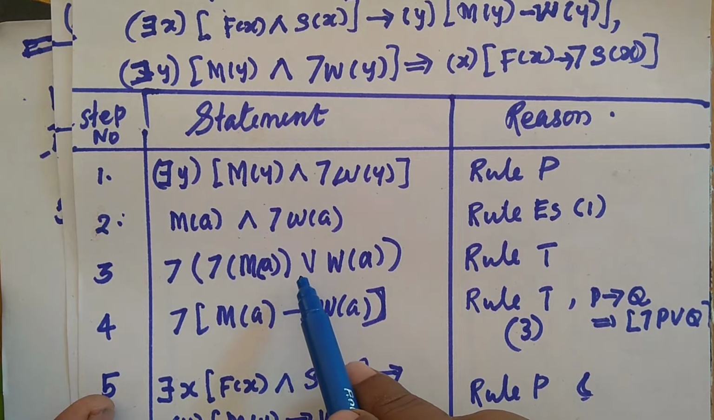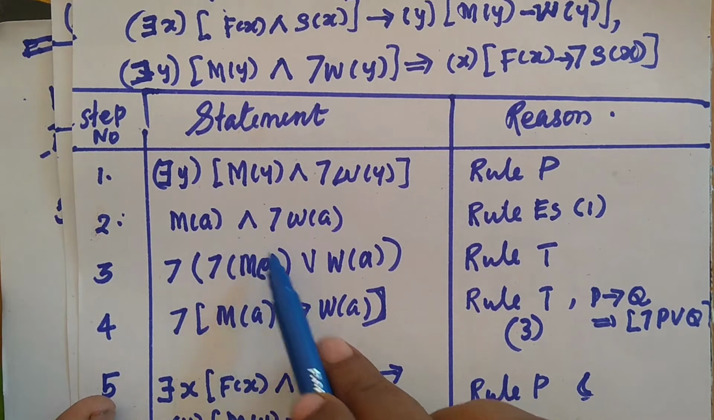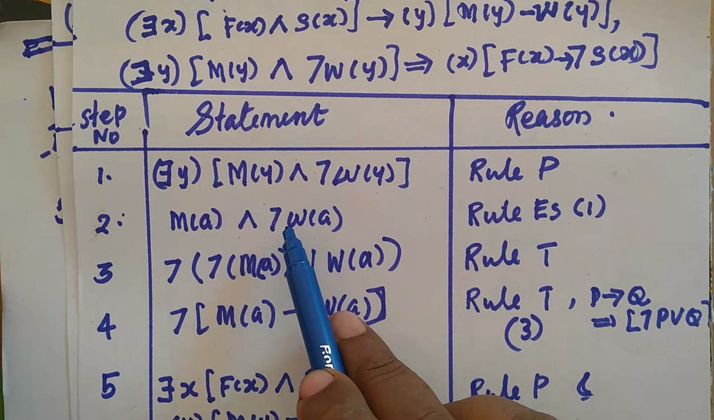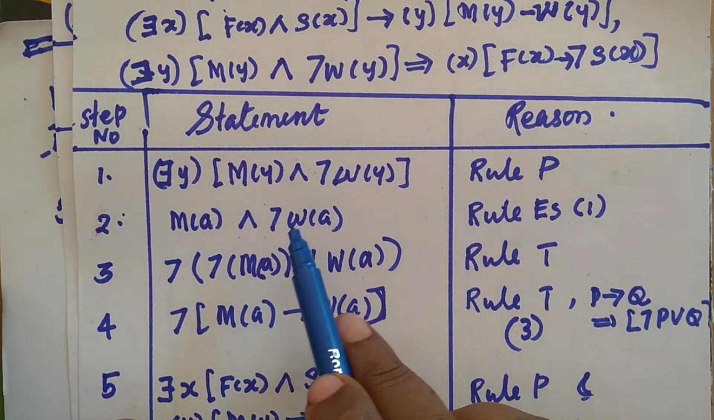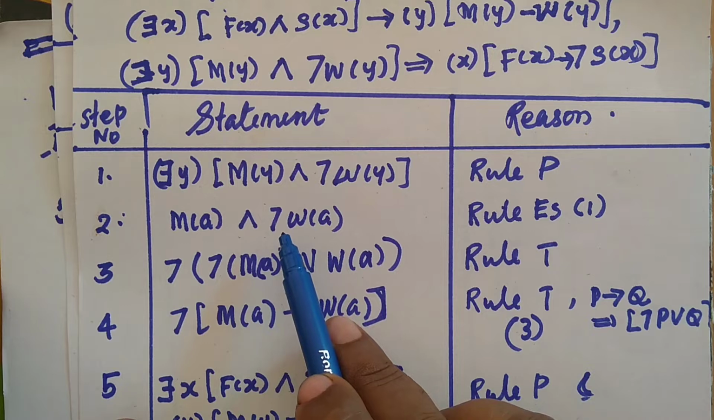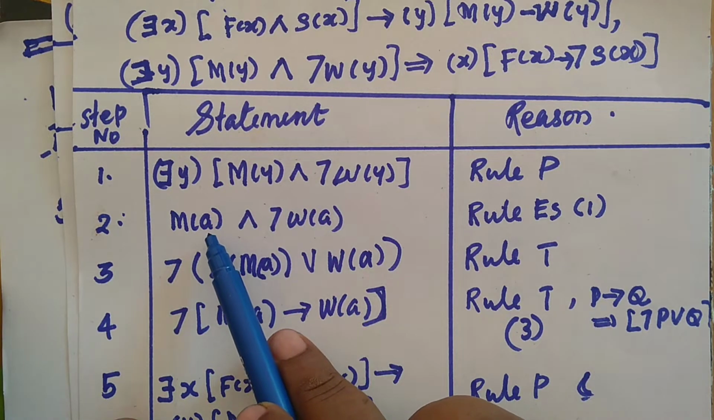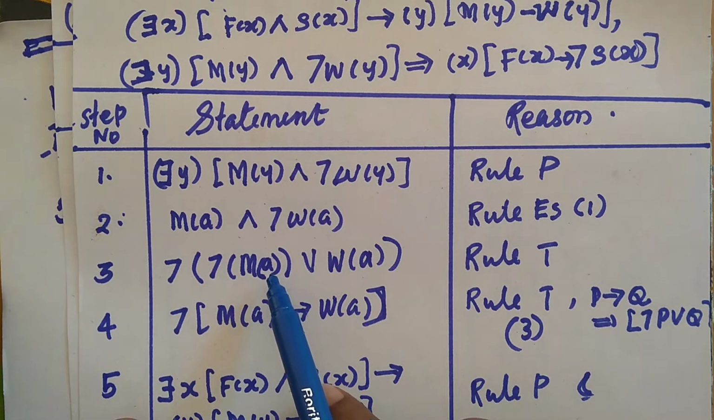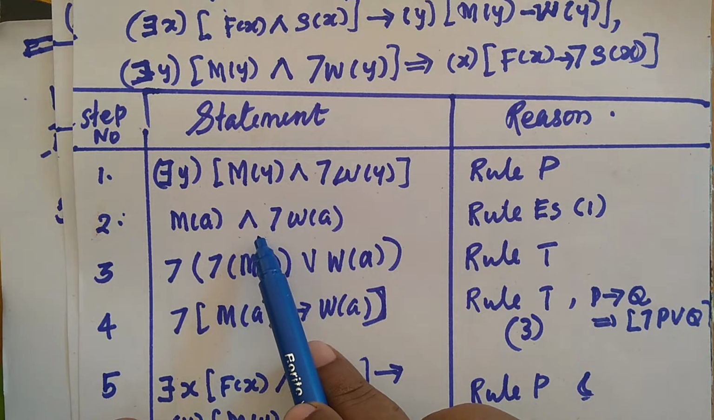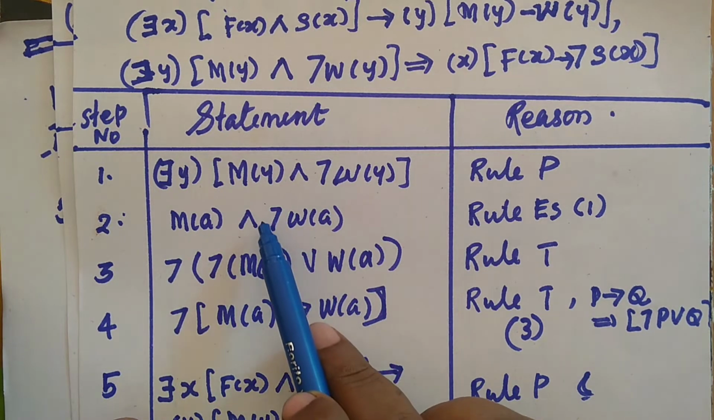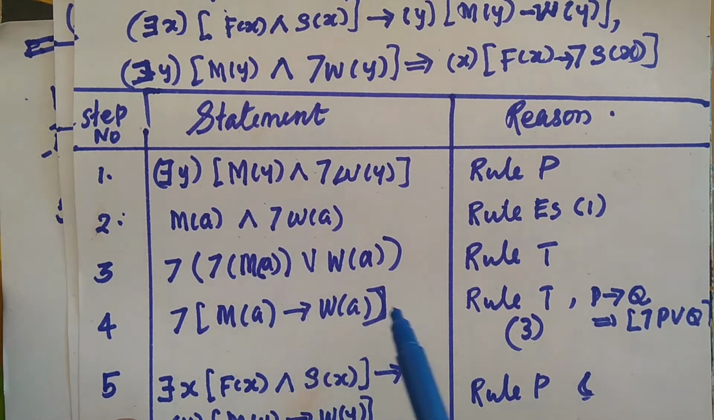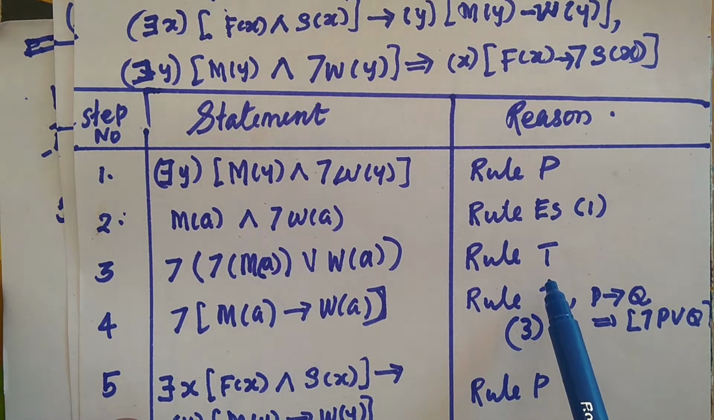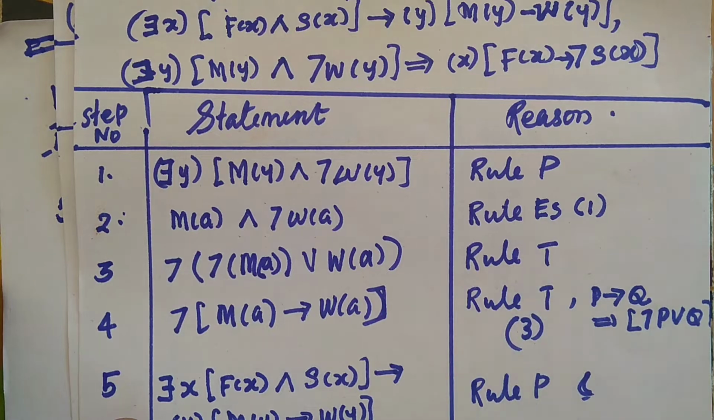If you take negation and it becomes or, if there is any negation there, the negation will be cancelled. So this is negation of M of a. This and becomes or. Here there is already a negation, so we don't need to put another negation. This is by the formula, that is why we put rule T.